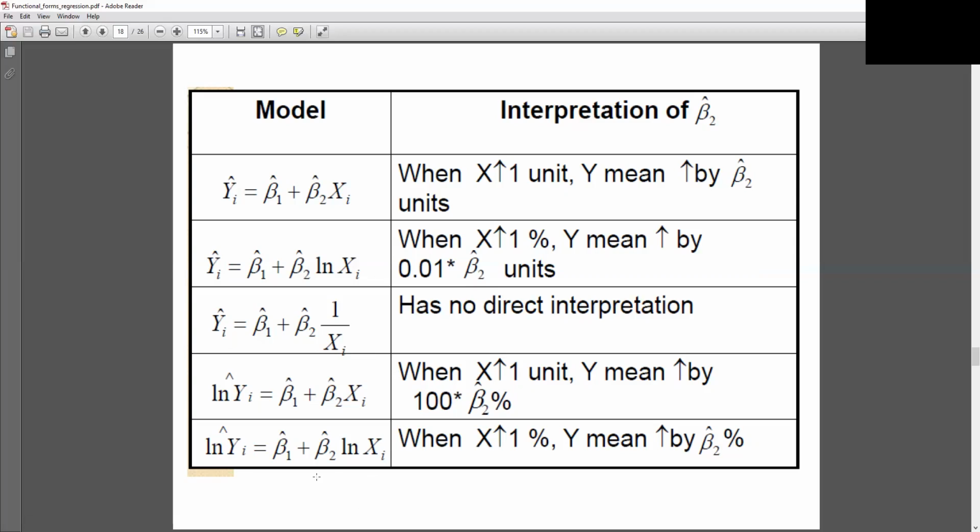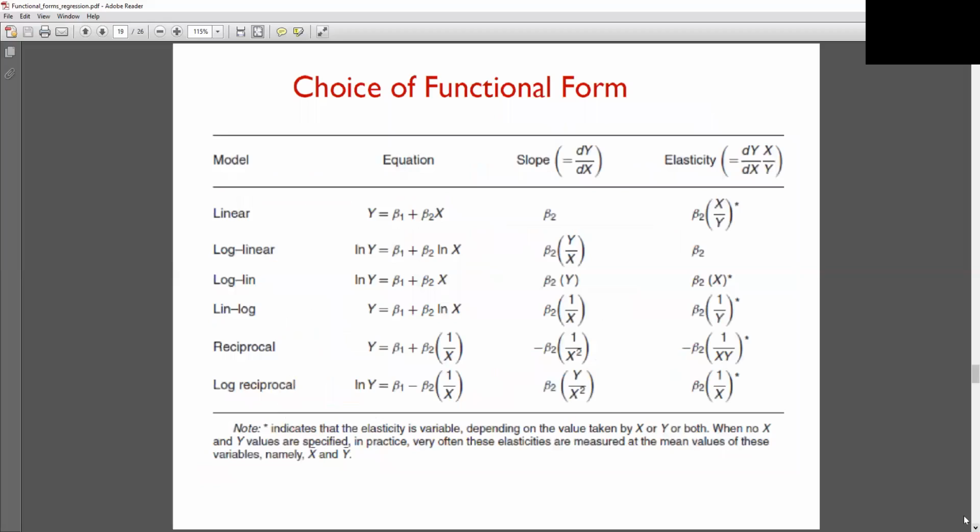Then this is the double log model, where we have log yi hat is equal to beta 1 hat plus beta 2 hat log xi. So if x is increasing by 1%, then y increases by beta 2 hat percentage. If beta 2 is 0.4, if x increases by 1%, then y increases by 0.4%. That is the case in the double log model. Now here, apart from the slope, we can also find elasticity. Both are different.